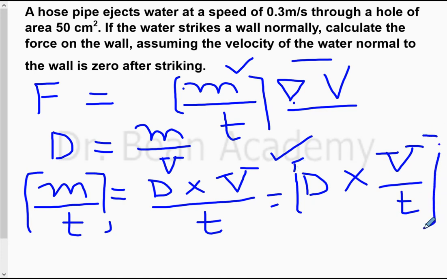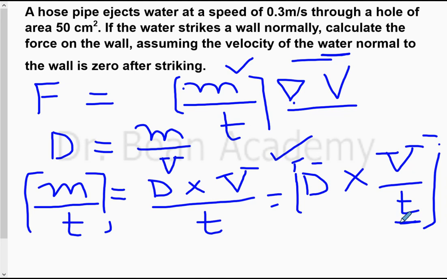So I know the density of water, because in the question they wrote it that it is water which is flowing through the hose pipe. So I know the density, it is 1000 kilogram per meter cube. So I know this, but I don't know V over T. So how can I calculate V over T?